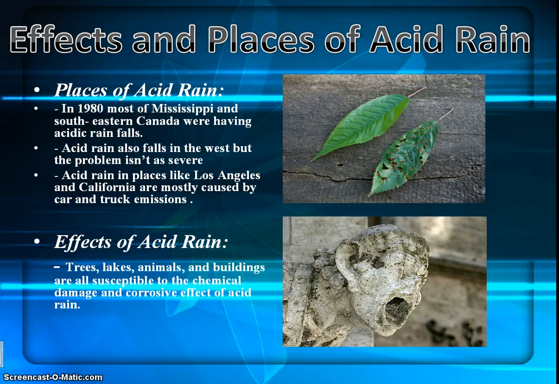Some simple effects of acid rain are that trees, lakes, animals, and buildings are all susceptible to the chemical damage and corrosive effect of acid rain. As you can see, the picture of the leaf on the left has not experienced acid rain, and the one on the right has. You can see all the holes through it, and underneath is a picture of a gargoyle that has been corroded because of acid rain.